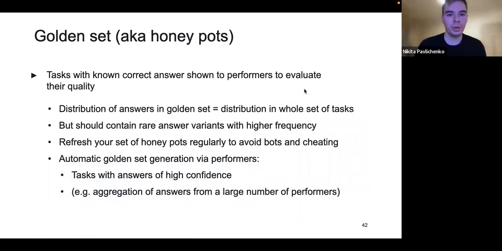One of the most important things in quality control are golden sets, the central part of all the quality control. It's a small set of tasks where you know the correct answer. So you can annotate them yourself or choose the answers with high confidence of aggregation, but there are some rules about golden sets. The distribution of answers in the golden set should be somehow equal to the distribution in the whole set of tasks, and they should contain rare answer variants with higher frequency, because otherwise you cannot control the corner cases. And if you have some long-term projects, you need to refresh your set of honeypots, because people can remember the correct answers, share them, and construct some bots and cheats.